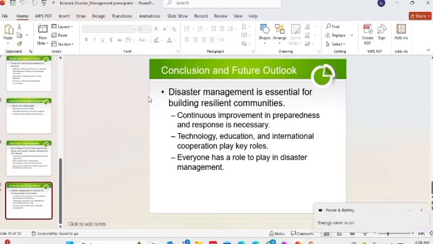So let me just give out the assignment. State and explain four types of disaster management.